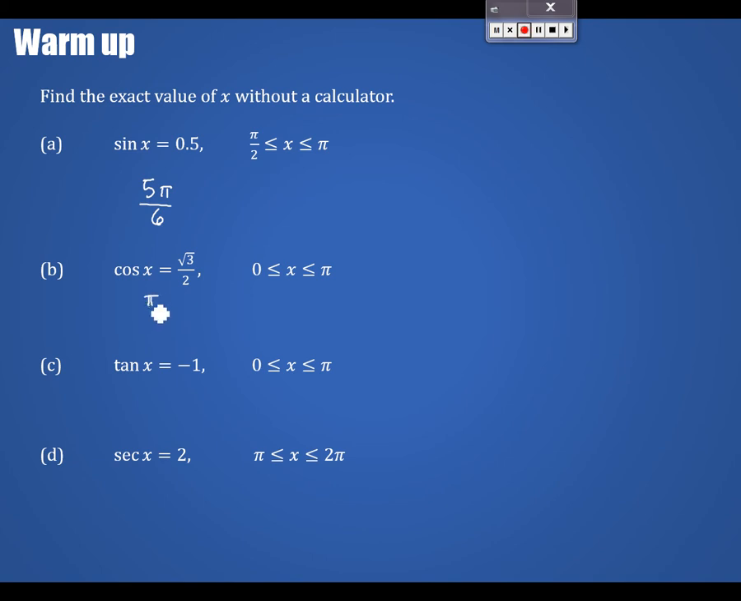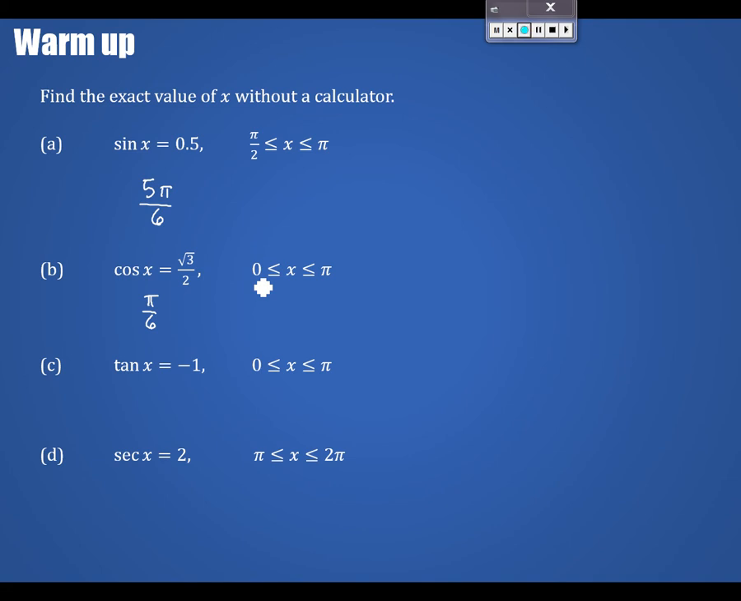Pi over 6. And again, on all of these, there's a reason we do this only after having thought a little bit about special trig values. We're relying a little bit on your knowledge there, that you understand that this is one of the special angles, pi over 6. That lies in this interval, and it does have a cosine of root 3 over 2. So I think we're doing well.